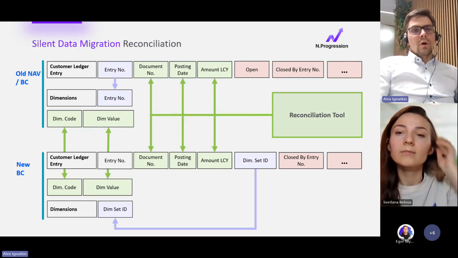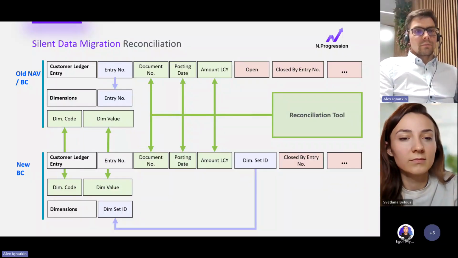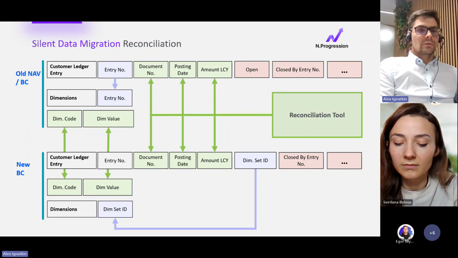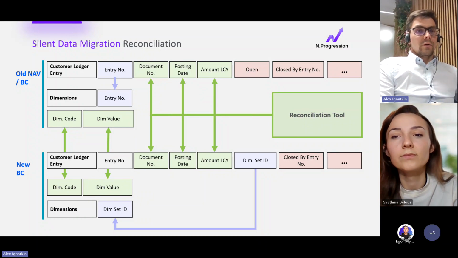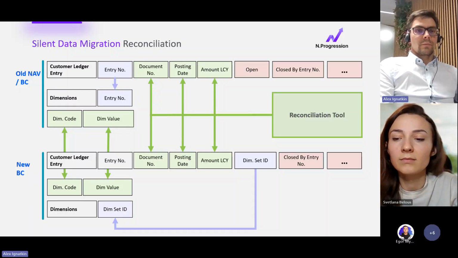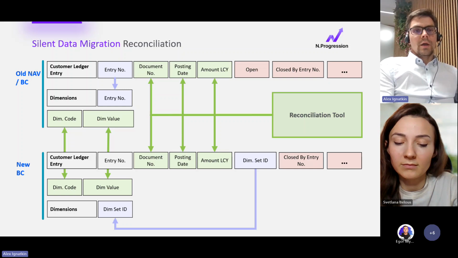So what about the reconciliation tool? Here, for example, you can see the old NAV or Business Central and a new one. And for example, we are talking about customer ledger entry. And you know that the structure of this table is a bit different in the old system and in the new one. We can see some technical fields. We can see some available fields. For example, now for reconciliation purposes, it's available to reconcile, for example, document number, posting date, various amounts, for example, amount LCY. Also, we need to reconcile dimensions which relate to these particular transactions.